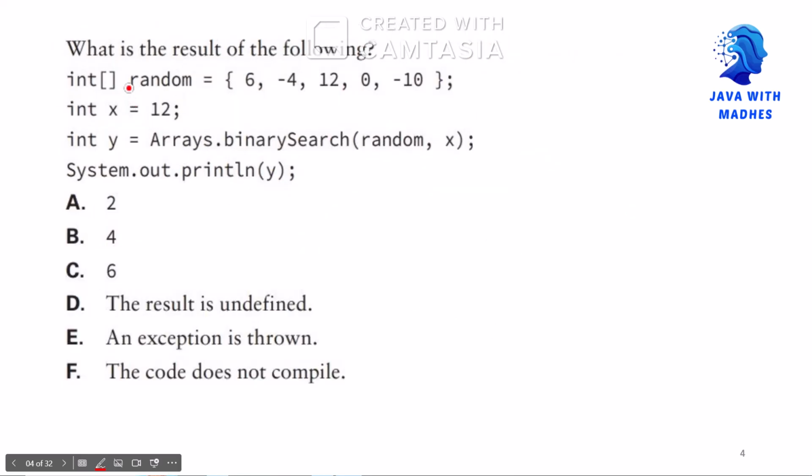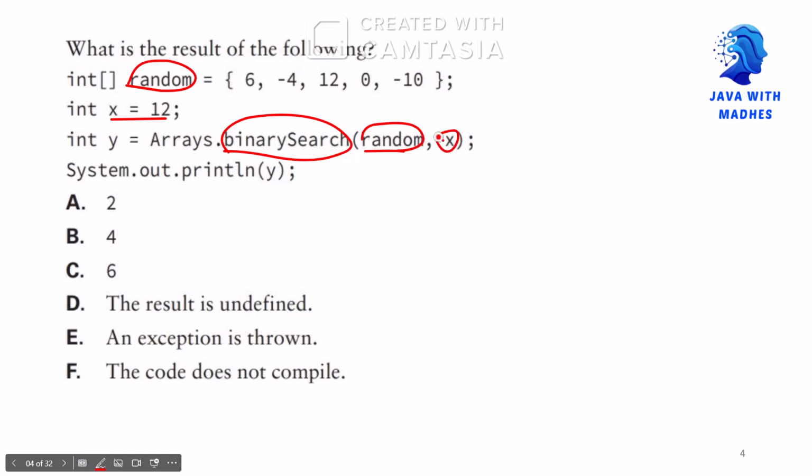Next question, what is the result of the following? So we have created an array called random, and we have assigned some values also. Then I am applying the binary search on the array. We are applying binary search on the random array. I want to search for the element 12 in the array.